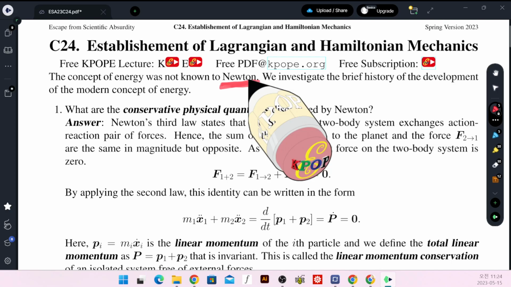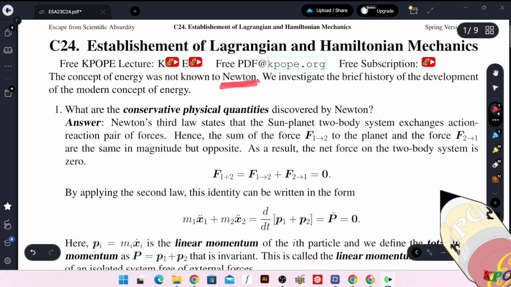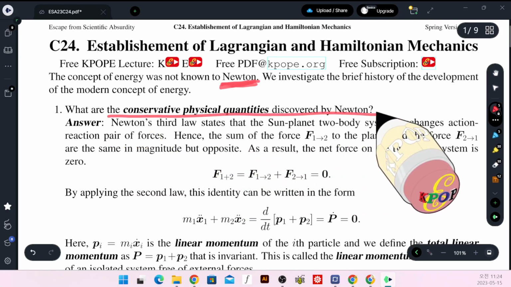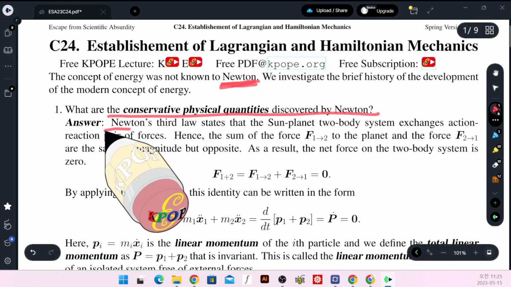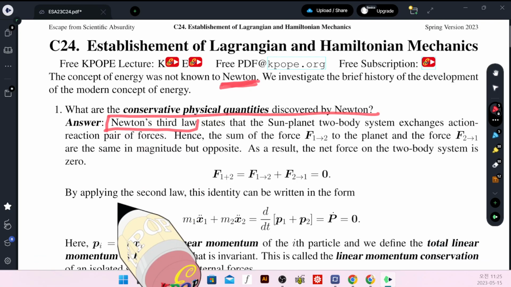So we investigate the brief history of the development of the modern concept of energy. It took about 100 years after the discovery of Newton's laws. What are the conservative physical quantities discovered by Newton? Let's see. Newton's third law is very important to find a conservative quantity.